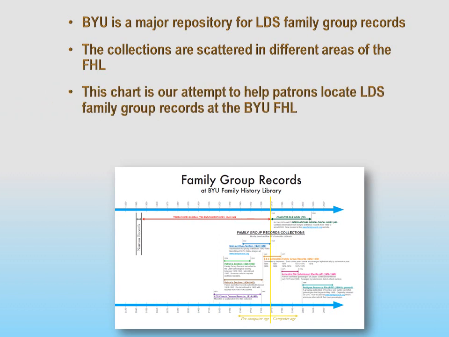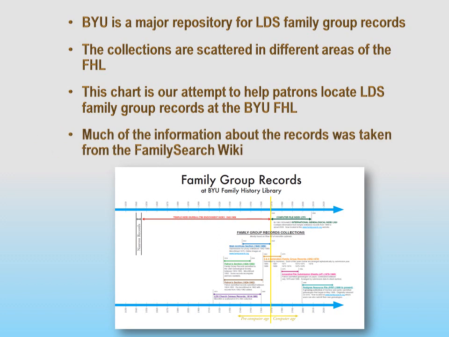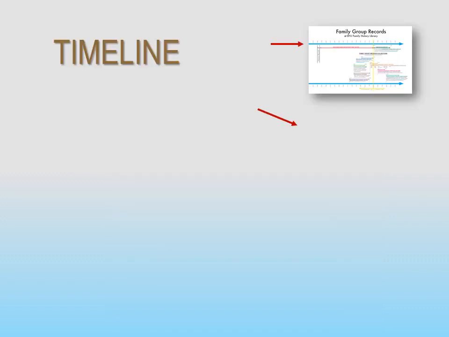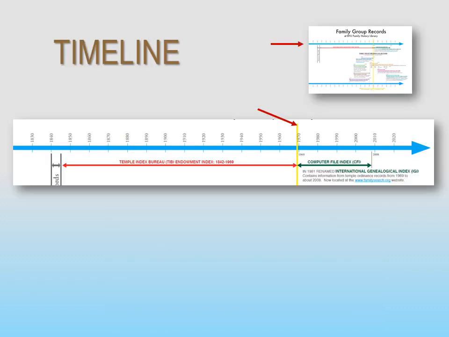This chart is our attempt to help patrons locate LDS family group records at the BYU Family History Library. Much of the information about the records was taken from the FamilySearch Wiki. You will notice this chart has a timeline. This will help you envision the time sequence of the various records.